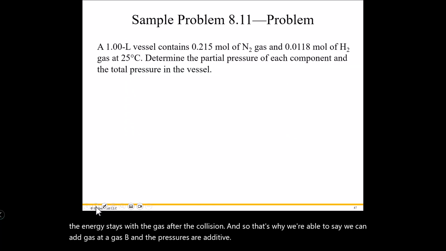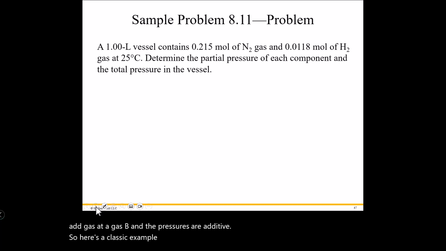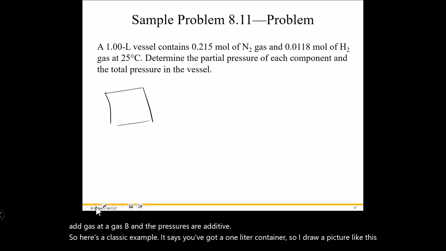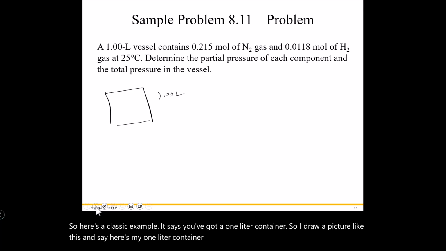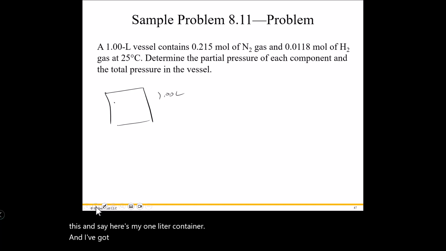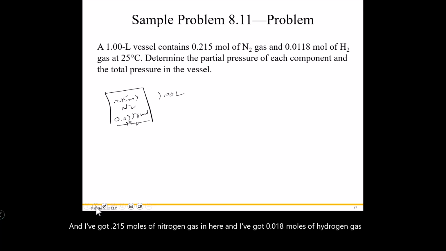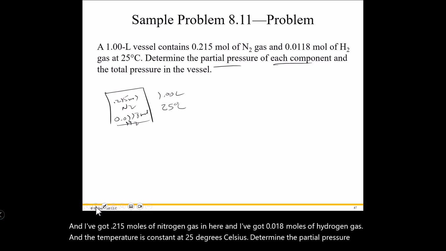So here's a classic example. It says you've got a 1 liter container. So I draw a picture like this and say, here's my 1 liter container. And I've got 0.215 moles of nitrogen gas in here, and I've got 0.0118 moles of hydrogen gas. And the temperature is constant at 25 degrees Celsius. Determine the partial pressure of each component and the total pressure.